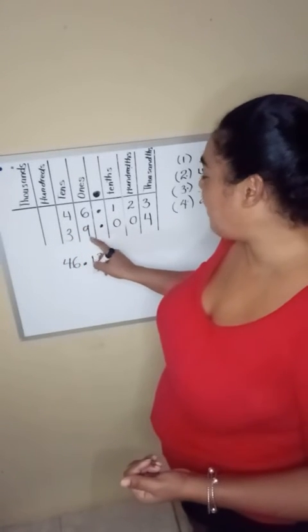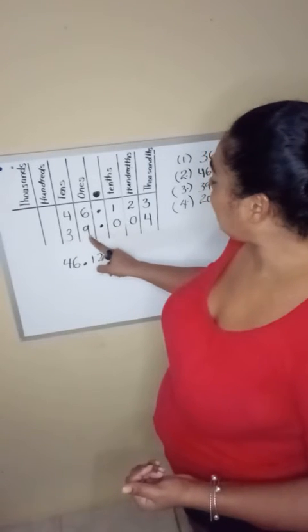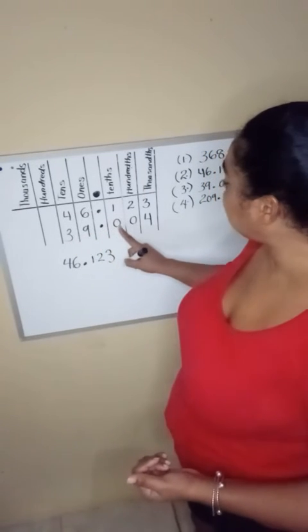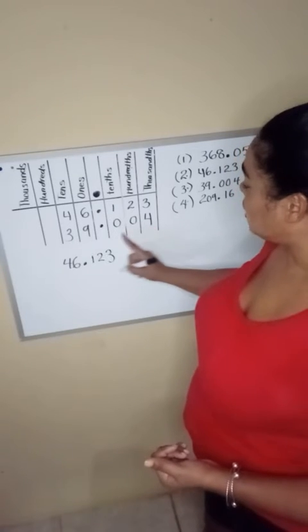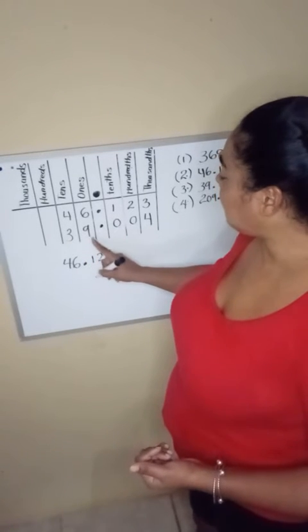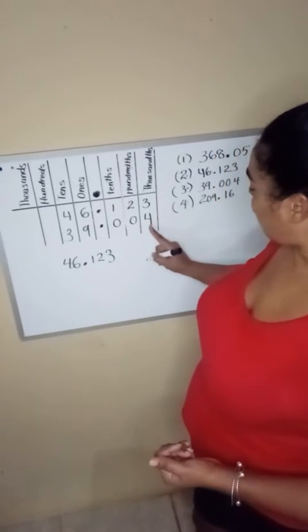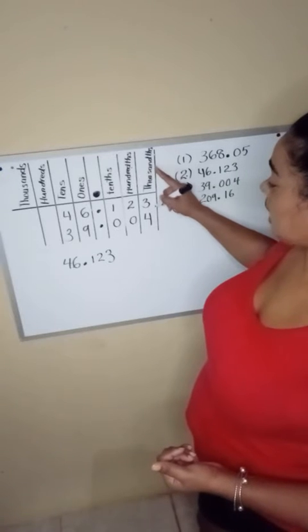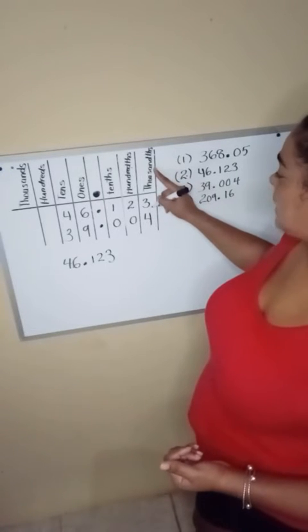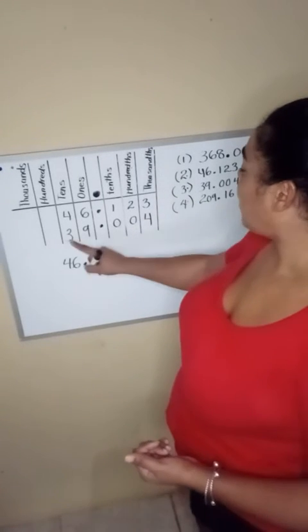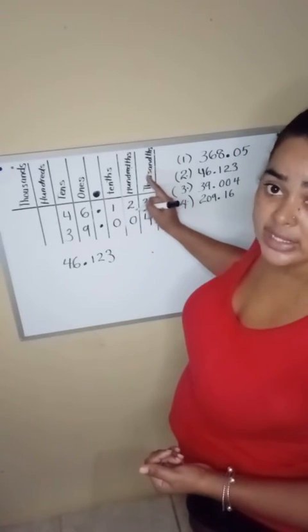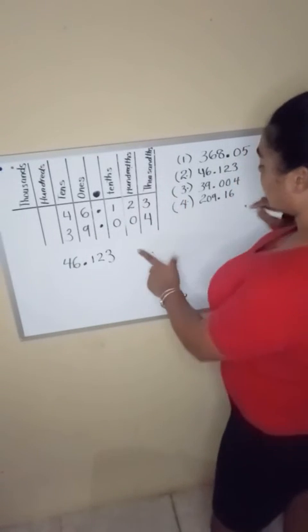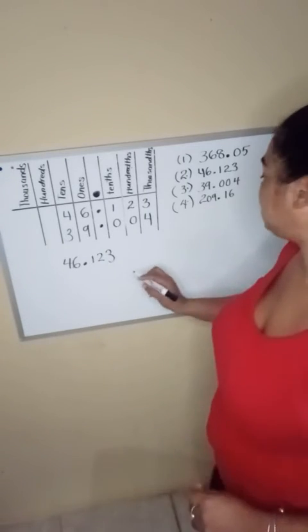39. Good job. So 39 and, if you notice, there are no numbers here, all the way here. So we're going to say 39 and 4 thousandths. You see that? 39 and 4 thousandths. Let's do one more. Let's do the last one.